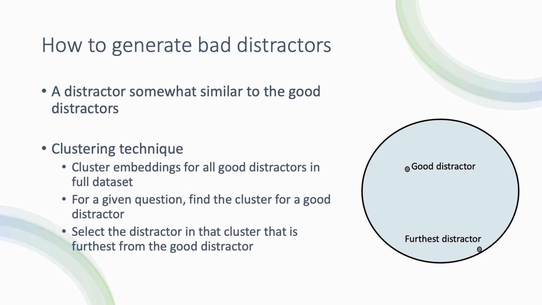So in the picture here, the blue circle represents the cluster that the good distractor is in, and we would find the furthest distractor that's still inside the cluster, but is the furthest away from the good distractor. This gives us a distractor that is somewhat like the good distractor, but not too similar.